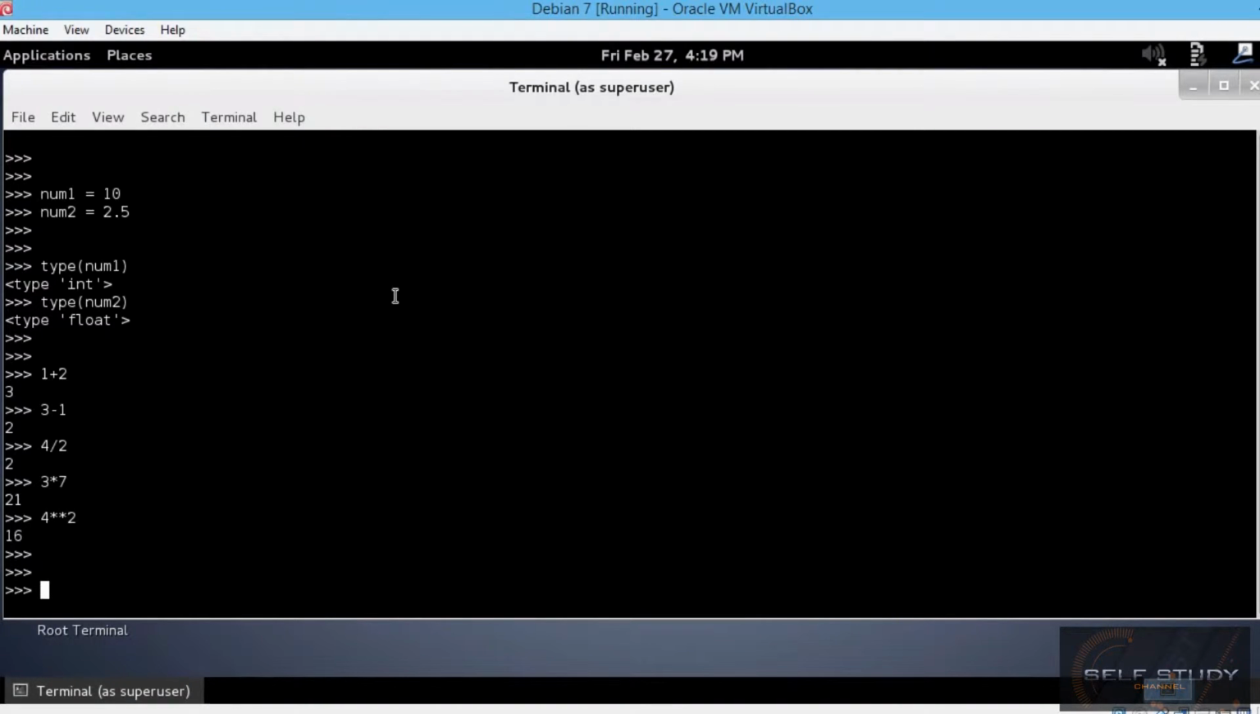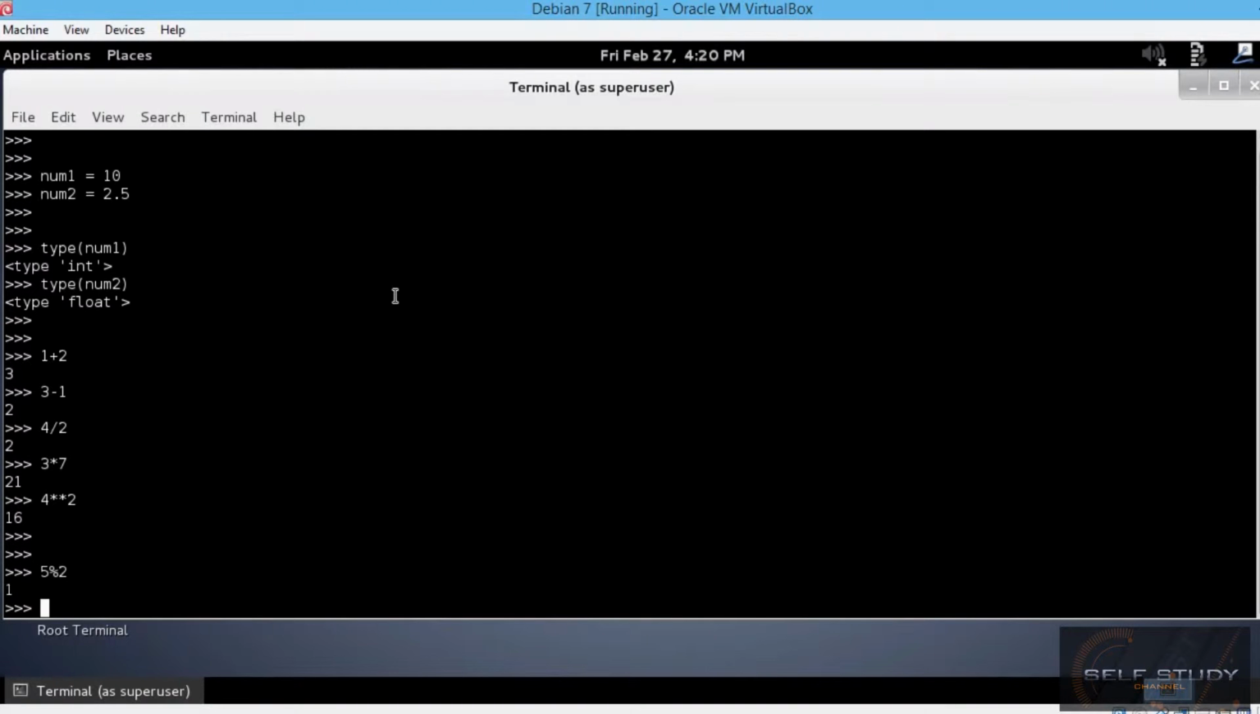Notice that for raising to a power you have to use double asterisk. Okay. Now let's have a look at the modulo operation. This means finding out the remainder after division of one number by another. So let's say 5. The percent sign is the sign used for the modulo operation. So 5 modulo 2 gives us 1 because 5 divided by 2 equals 2 and a remainder of 1.